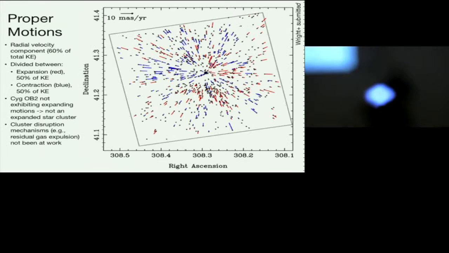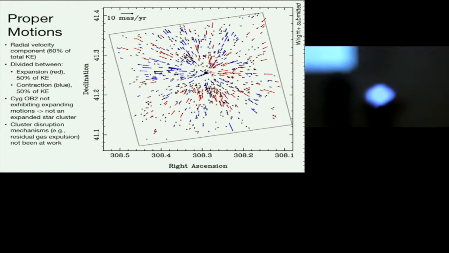What we can do with proper motions is we can begin to separate them into their constituent components along various different coordinate systems. This is, for example, the radial component of the proper motion. About 60% of the total kinetic energy is in the radial direction. Now, one of the things we wanted to test was whether Cygnus OB2 is an expanded star cluster. If it was, we'd expect predominantly radial motions, outward radial motions, if the group of stars had originally been compact like a star cluster, and had since expanded.